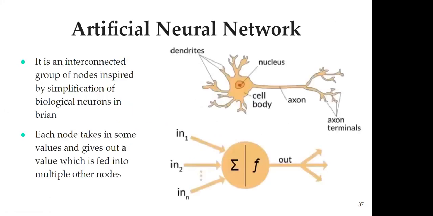Now, what is an artificial neural network? It is an interconnected group of nodes inspired from the brain cells. This is a neuron. It contains dendrites which take inputs from other neurons. It processes the information and sends the output to other neurons. The same way, an artificial neuron also takes an input from different sources. It performs some calculations, gives one output, and this one output is sent to different other neurons as well.